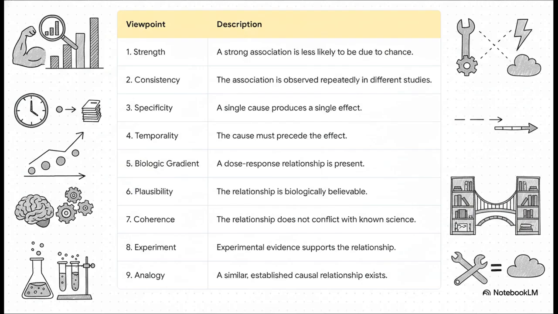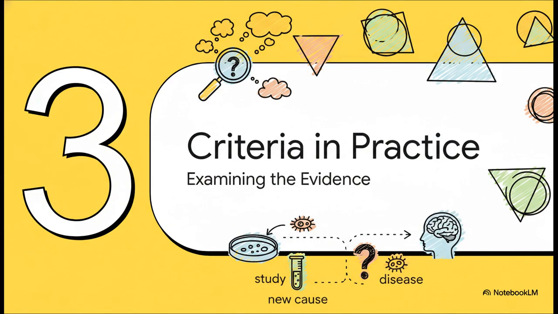Now, just looking at a list doesn't really help, right? So to really get a feel for how these work, we're going to zoom in and really pick apart a few of the most important ones. Okay, let's get our hands dirty. How do we actually use these ideas as critical lenses when we're reading a new study that claims, say, it's found a new cause for a disease?